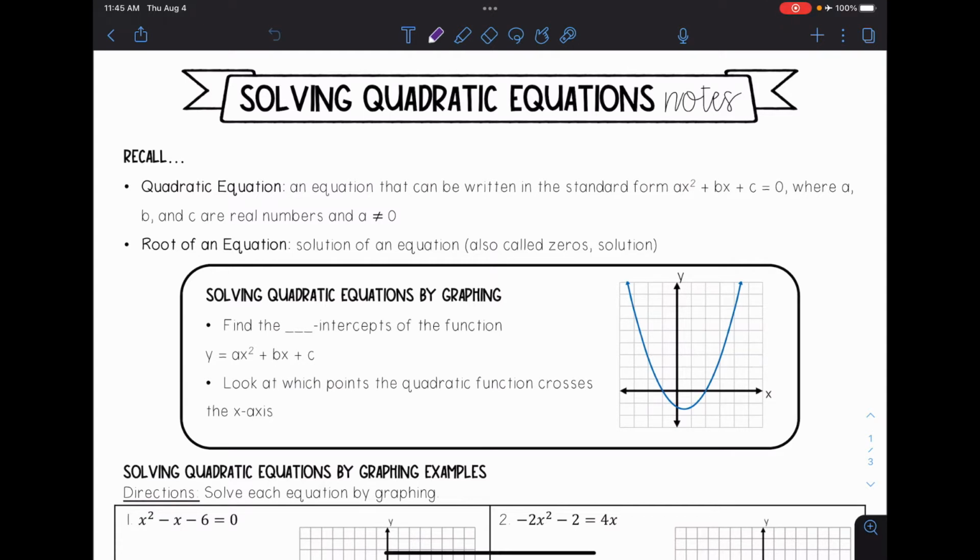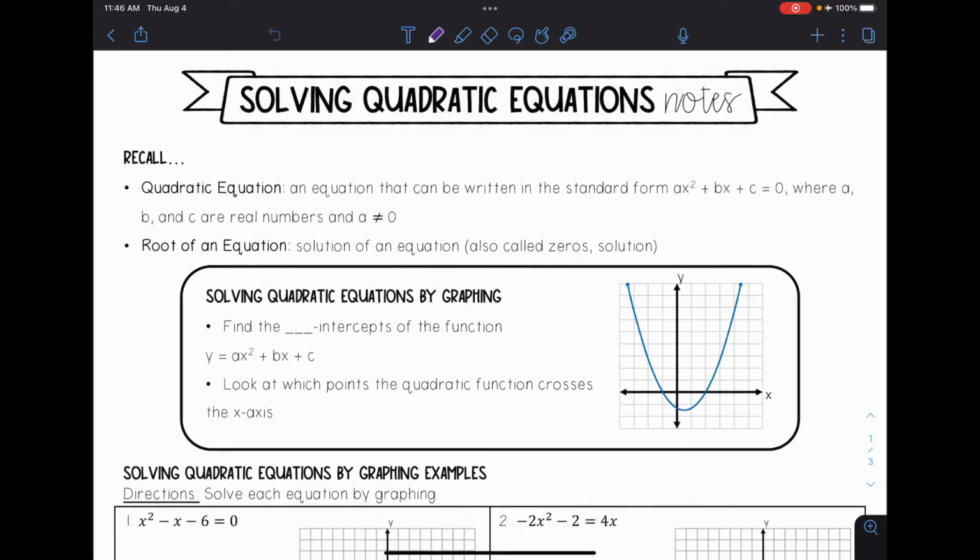So one way that we can solve quadratic equations is by graphing. And so to solve, what we're going to do is graph the quadratic function and find the x-intercepts of the function. So in other words, we're looking at which points the quadratic function crosses the x-axis. So here in this example, my solutions are these 2 points here, because I'm looking for where the function crosses the x-axis.